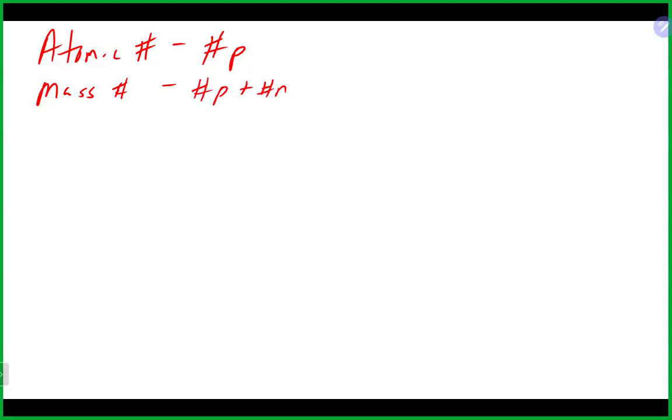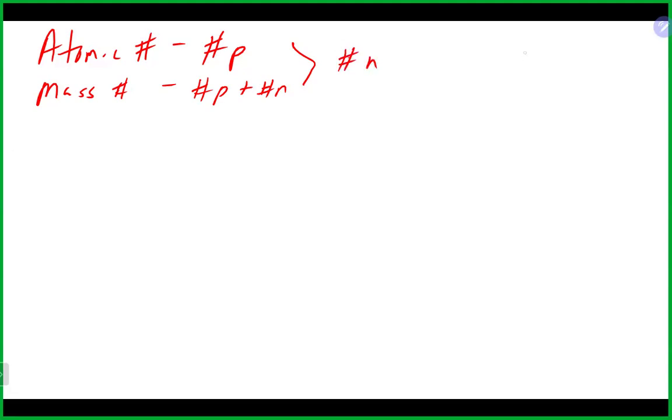Okay, we're continuing on chapter 4, I believe. It's been a little bit since we've lectured, but last time we got into atomic number. Remember, the atomic number is the number of protons in an atom. We also talked about mass number, which is our number of protons plus our number of neutrons. Remember, you can use both of these and subtract them, and that will get you your number of neutrons.